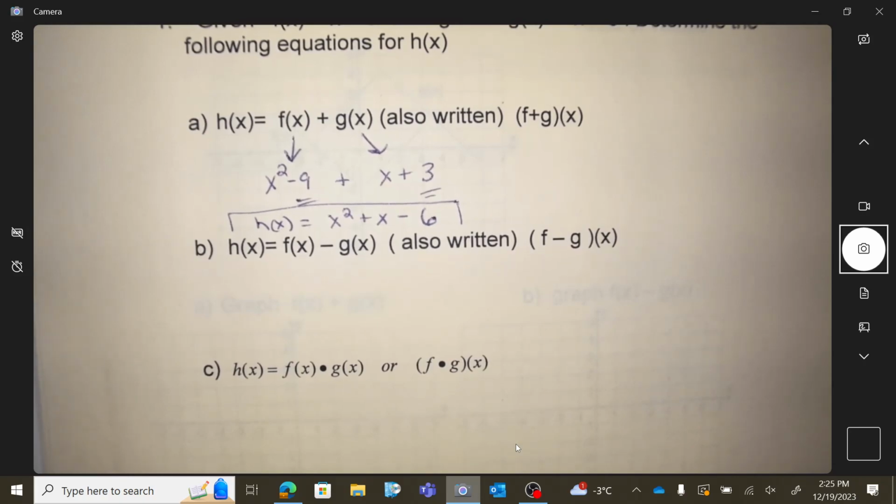I often get people who try to factor that. Factoring is a method for solving. You're not solving for anything. Factoring and simplifying are actually completely opposite of each other. So that's not what you're doing.